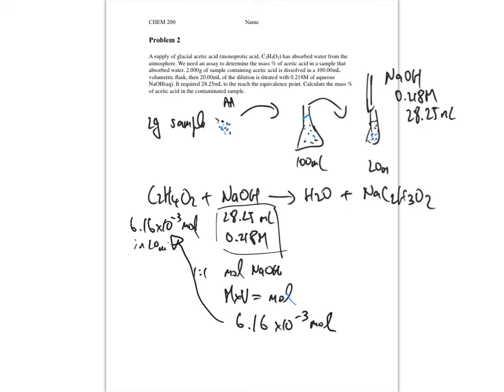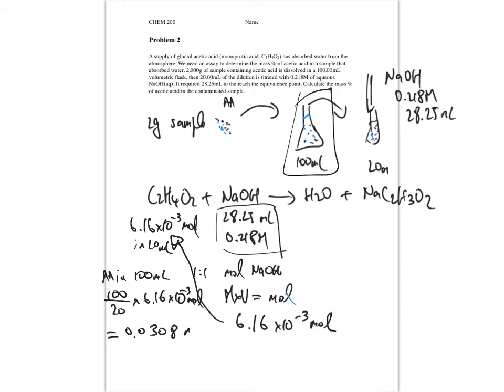Well, we are not looking for how much acid there is in 20 milliliters. We want to know how much acid there is in 100 milliliters because we dissolved our original sample in 100 milliliters. So I need to scale this up. How do I scale this up? To find the acetic acid in 100 milliliters, I'm going to do 100 over 20 times 6.16 times 10 to the minus 3 moles. And that gives me 0.0308 moles of acetic acid in 100 milliliters.